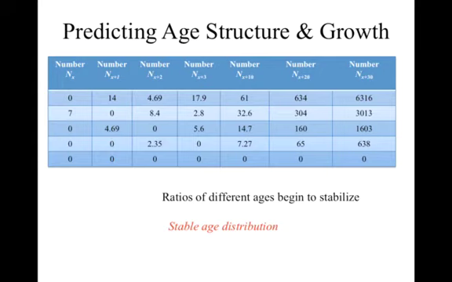In other words, we don't get these rapid swings in the number in each age from one year to the next. So if you look at the first couple columns, I go from having 7 year 1 fish to no year 1 fish to 8 year 1 fish to 2 year 1 fish. I got rapid swings. But after a while, I keep increasing, but the ratio between them doesn't change.